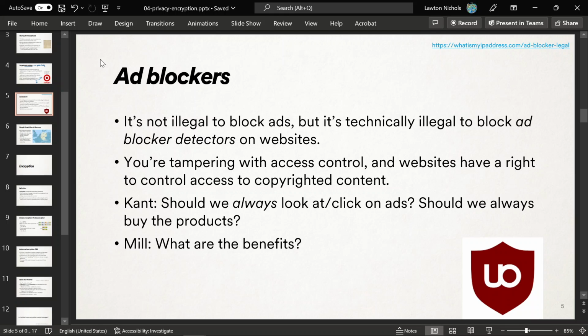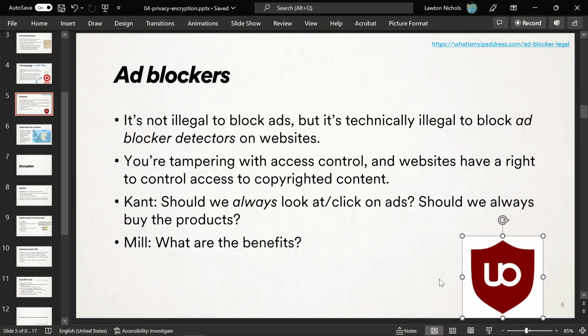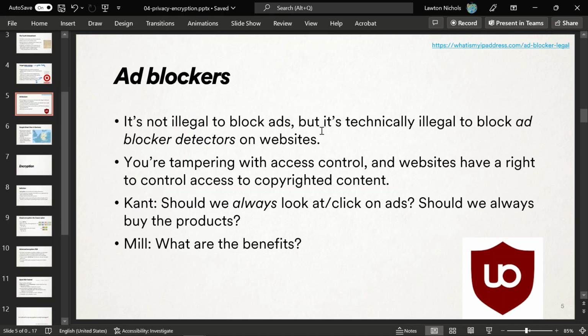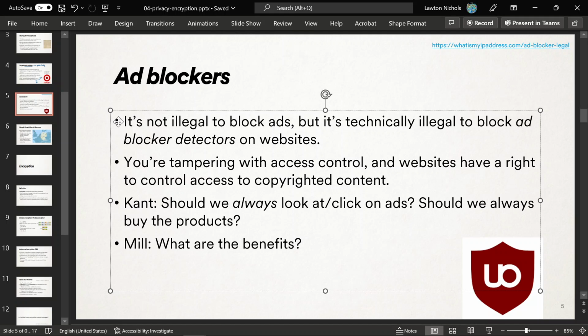That's my idea. So, next is ad blockers. This is the ad blocker that I use. I am a big fan of them. It's hard to read an article on a website without them these days. So here is the scoop about ad blockers.